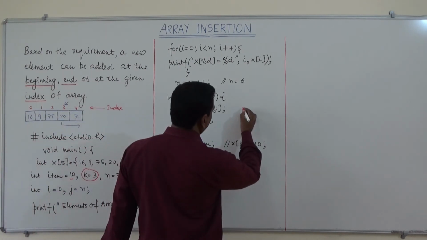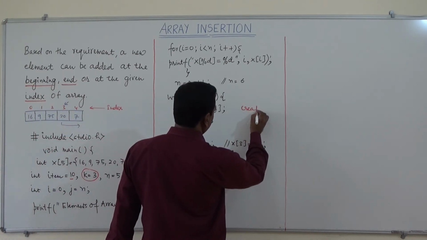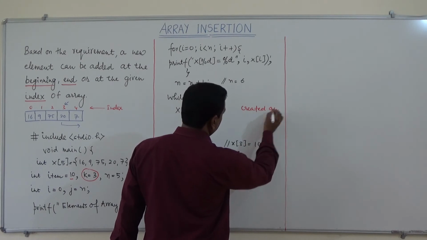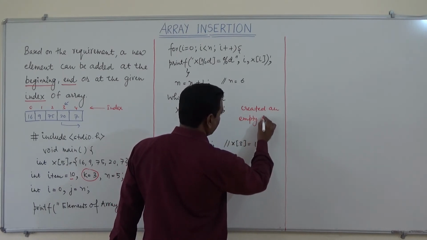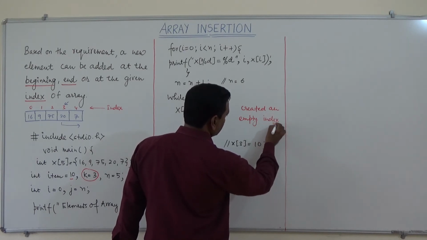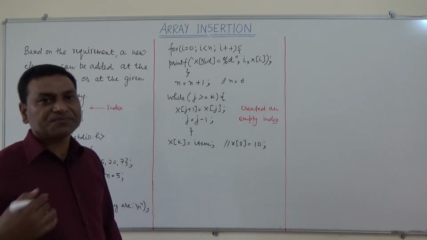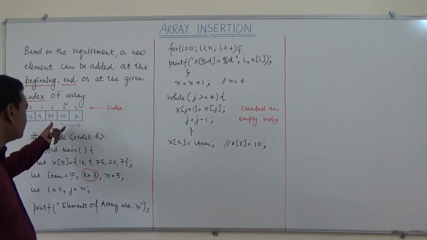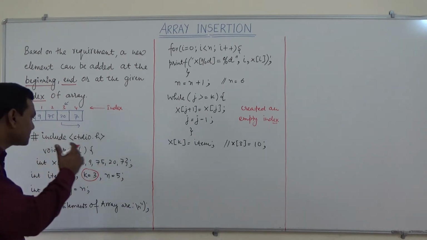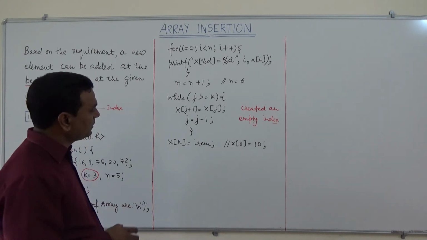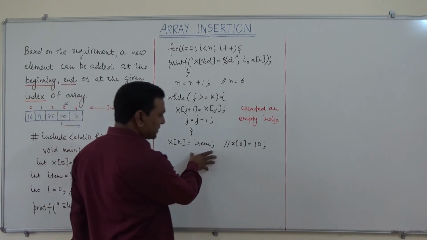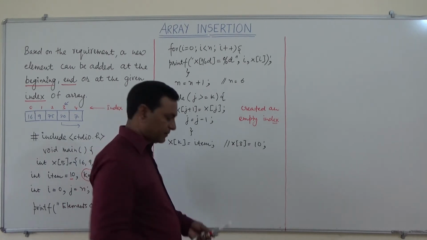So here what we have done, we have created an empty index, or we can say we have shifted 20 and 7 towards the right. Now after inserting this particular element, again we will print.